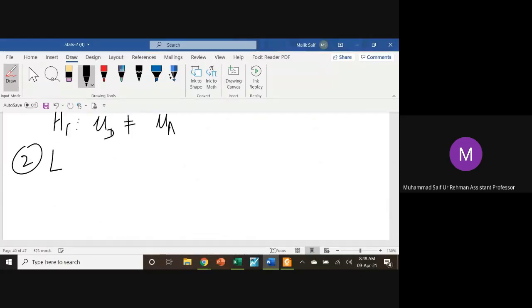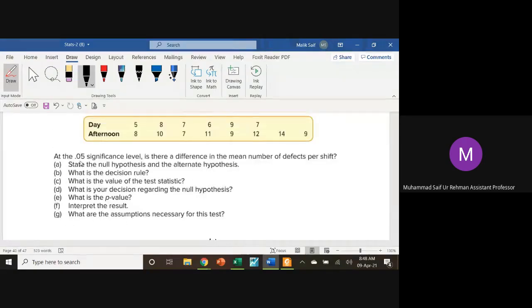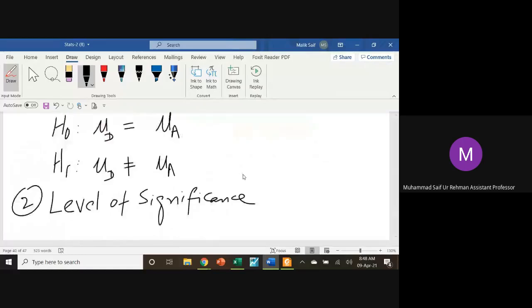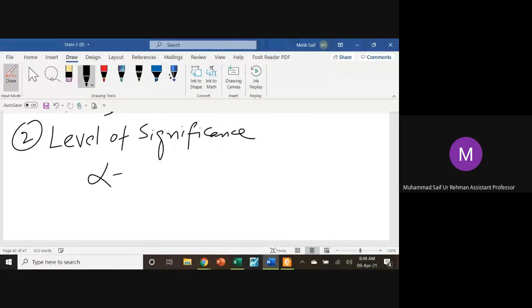Then comes step 2, level of significance or significance level. So in level of significance, you will see what is the given level of significance. It is 0.05. So you will use alpha is equal to 0.05. If level of significance is not given in any question, you may safely use 5% level of significance, that is this 0.05, because normally we use this.